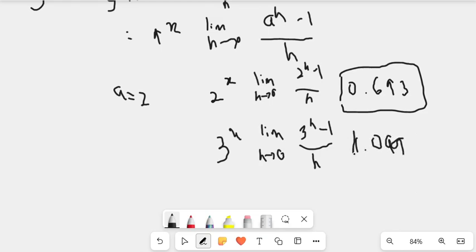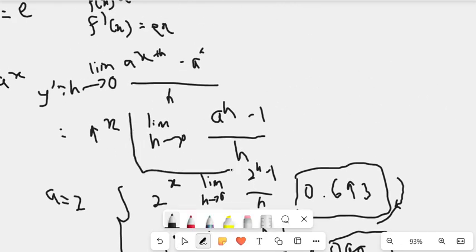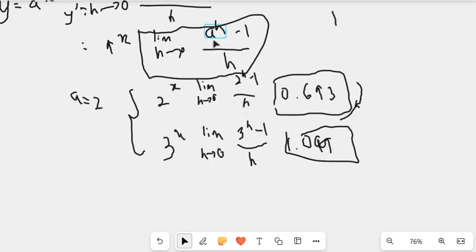1.099. So this sparks the idea. This limit is 0.693 for a equals 2, and 1.099 for a equals 3. So there must be a number in between these two where this limit approaches 1. That is, the derivative of that number to the x would be itself. And that sparks the idea that there is actually a number for which this limit is 1, and that is the number e, the Euler number.